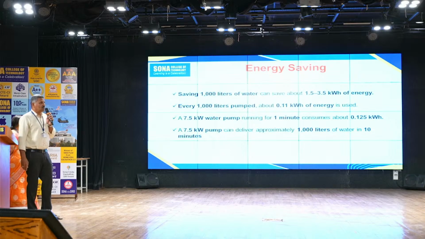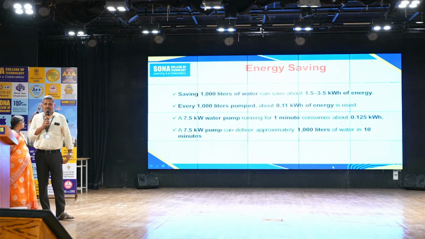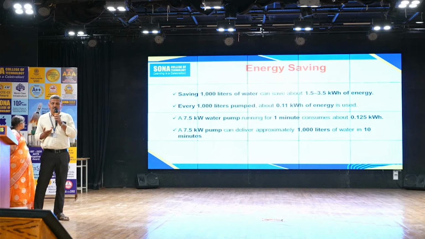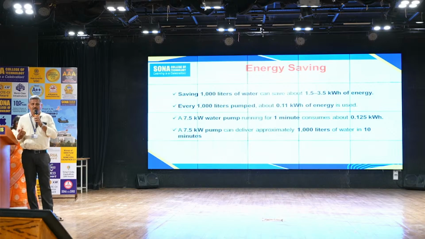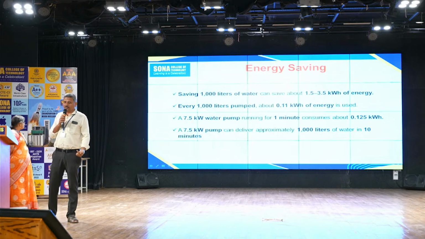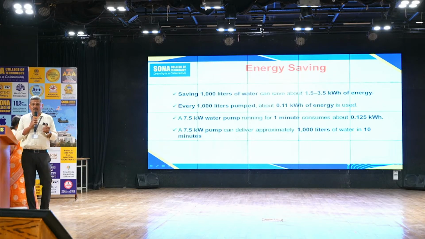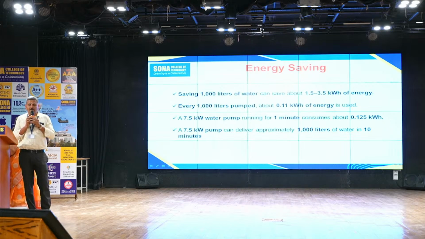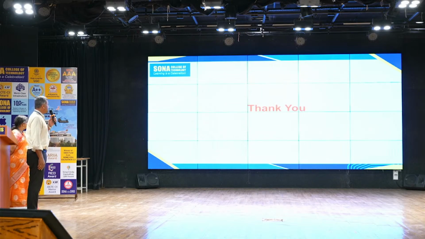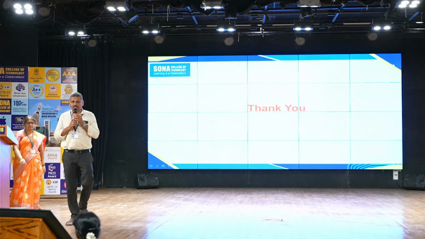Next, energy saving opportunities. There we have a thumb rule. In 1 minute, nearly 400 to 600 liters are delivered by this motor. In case of 1000 liters, we spend nearly 0.1 kilowatt hour. A 7.5 kilowatt motor consumes 0.125 kilowatt hour in 1 minute. That is the amount of units consumed. So 10 minutes means nearly 1.1 units are consumed, right?